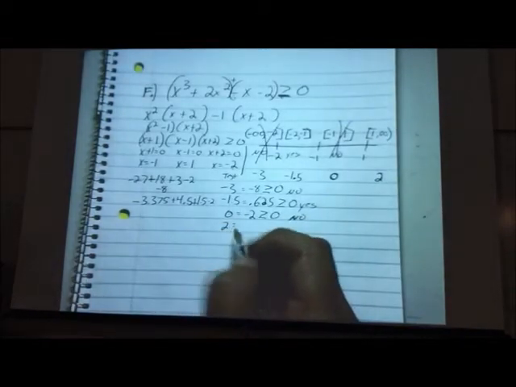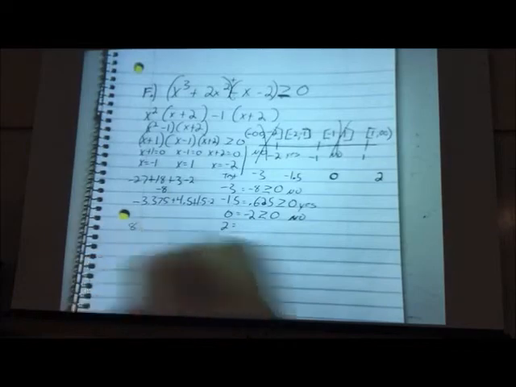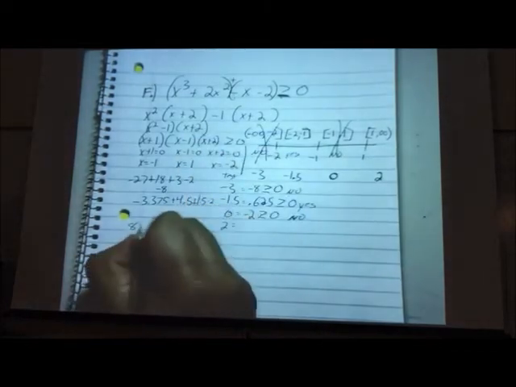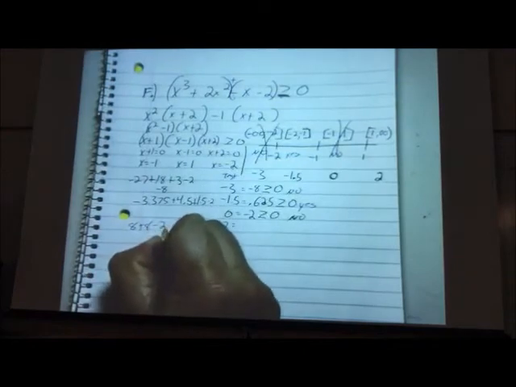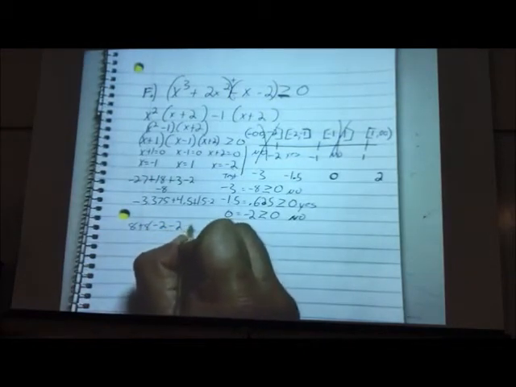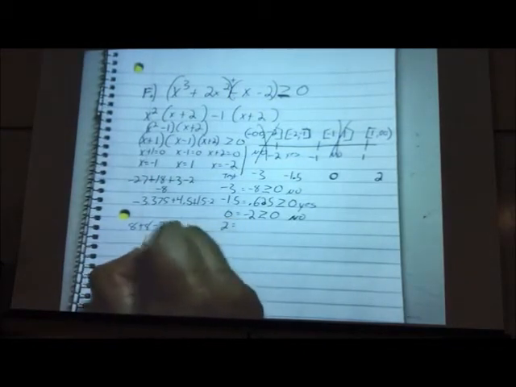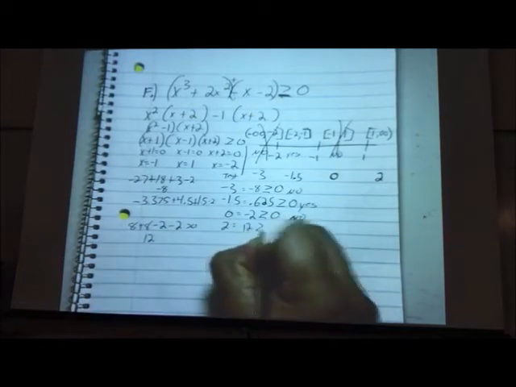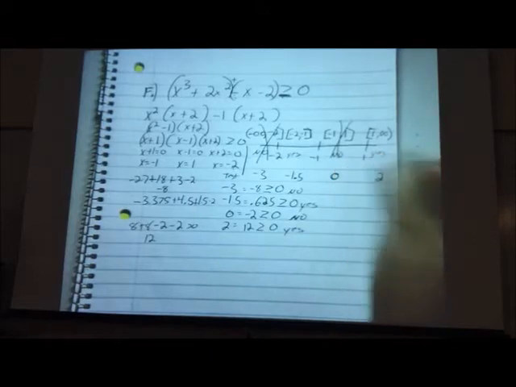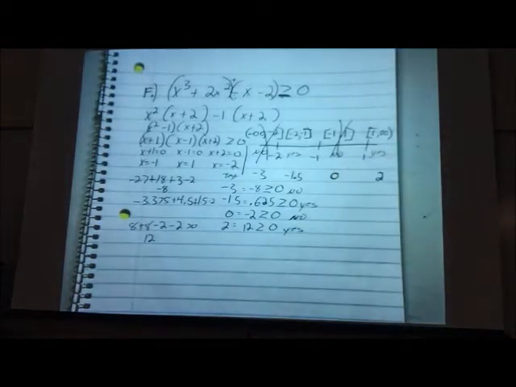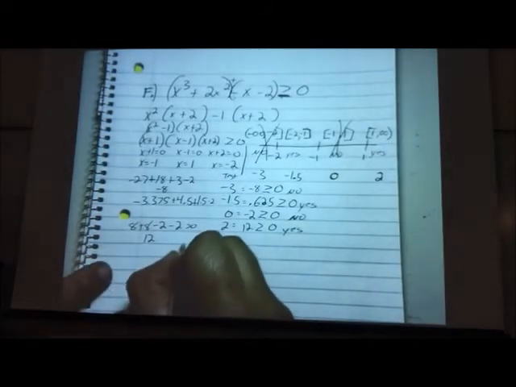2 times 2 times 2 is 8. Negative 2, negative 4, actually. Negative 2 greater than 0. My answer comes out to 12. Is 12 greater than or equal to 0? Yes. So how many answers do I have? 2. I have 2 answers.